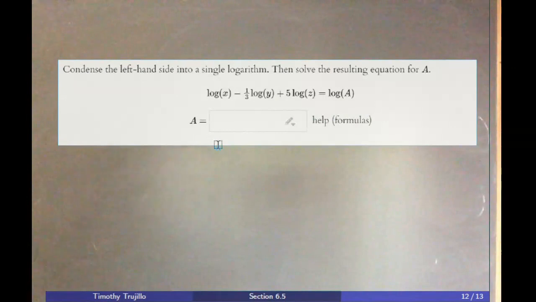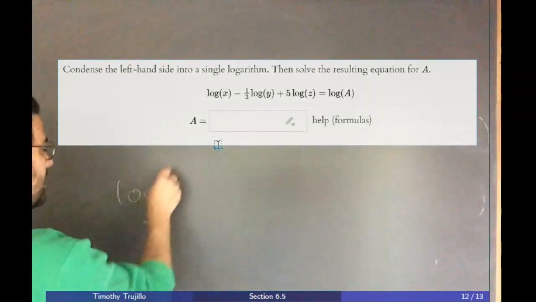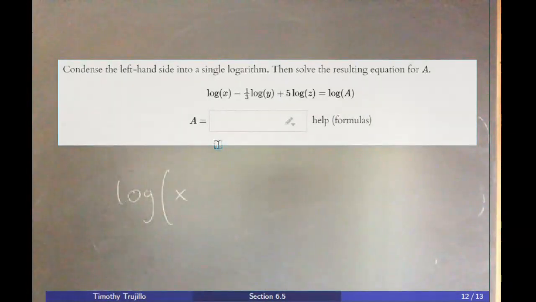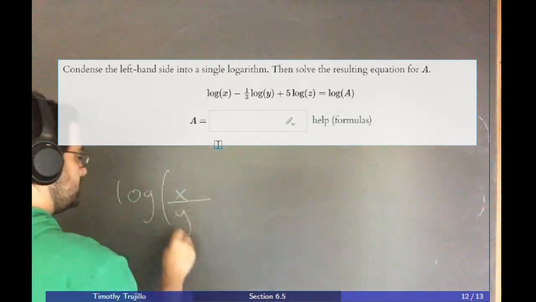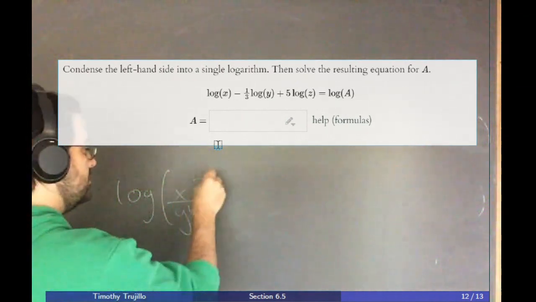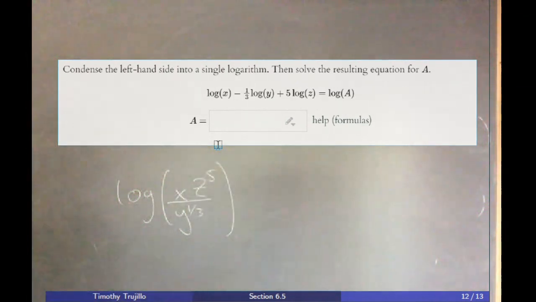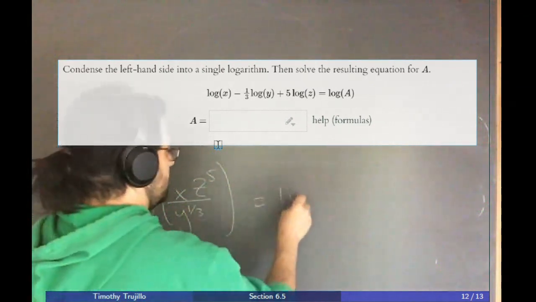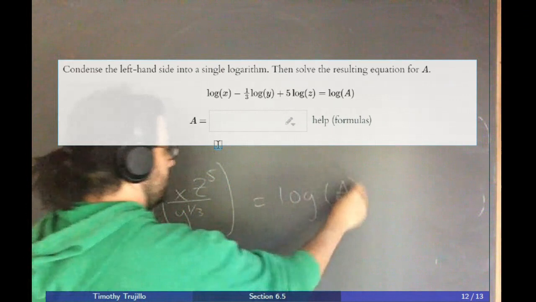Okay, so here on the left-hand side, you're going to get a log. There's going to be an x because you have that log of x, and then you're going to have y to the 1/3, but it's going to come down here, being subtracted. And then there's the power of 5, and it'll be up in the numerator because you're adding it up. And this whole thing should still be equal to the log of a.